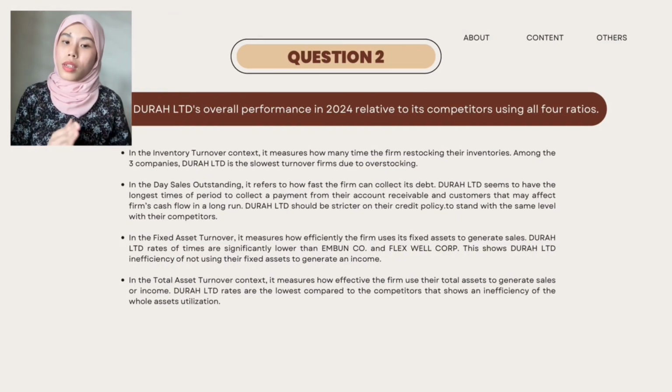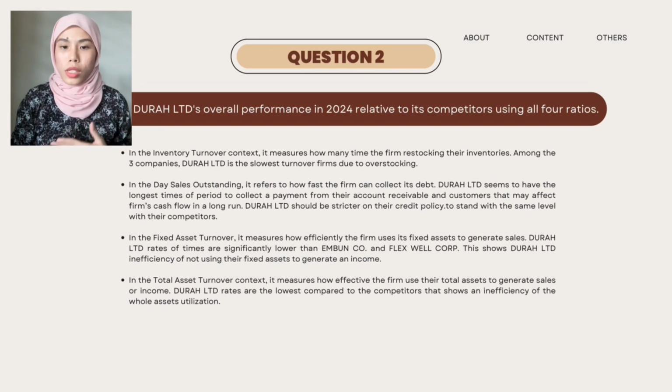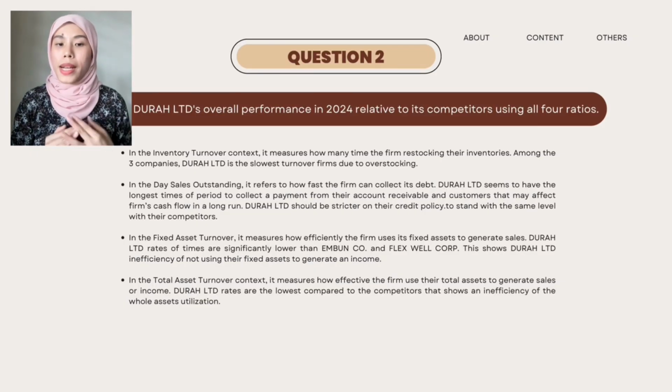In the inventory turnover context, it measures how many times the firm restocks their inventories. Among the 3 companies, Dura Ltd is the slowest turnover firm due to overstocking compared to their competitors, which are Ambon Co and Flexwell Corporation. They seem to be very focused and manage to handle their inventory management much better.